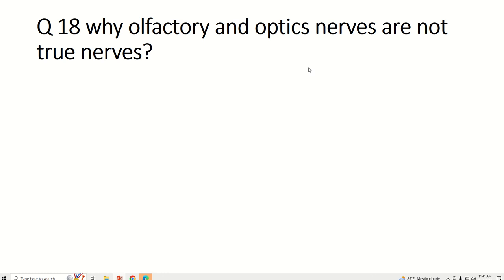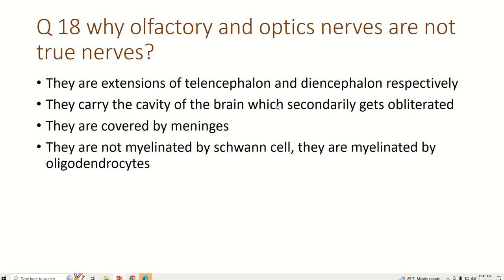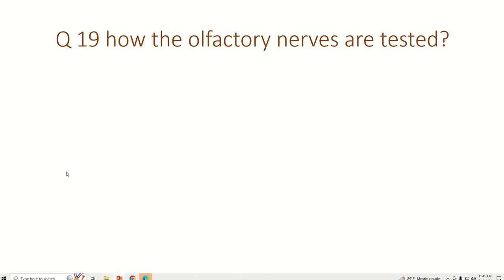Why are the olfactory and optic nerves not true nerves? They are extensions of the telencephalon and diencephalon respectively. They carry the cavity of the brain which secondarily gets obliterated. They are covered by meninges. They are not myelinated by Schwann cells. They are myelinated by oligodendrocytes.